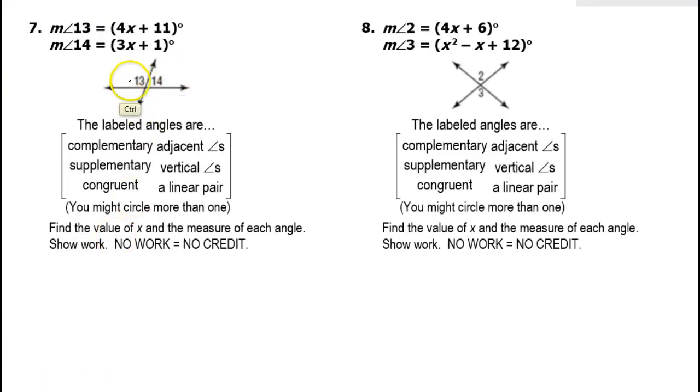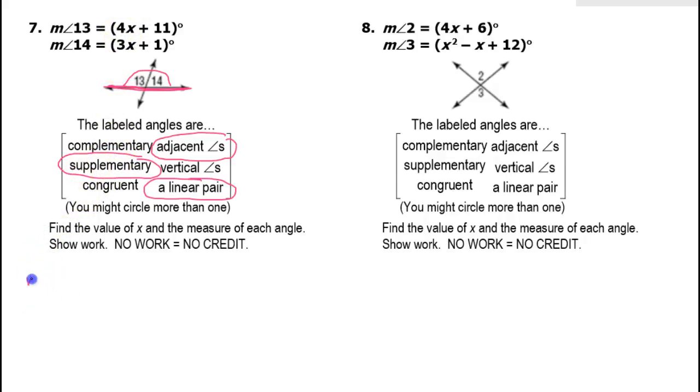Looking at number 7, these angles are a linear pair. You can tell because of the way they make a straight line when you put them together. That means they have to add up to 180. So this is a linear pair, and they are supplementary. They are also adjacent angles. They're right next to each other. I could circle all of those. Anyway, it's the supplementary part that we need to use to make the equation.